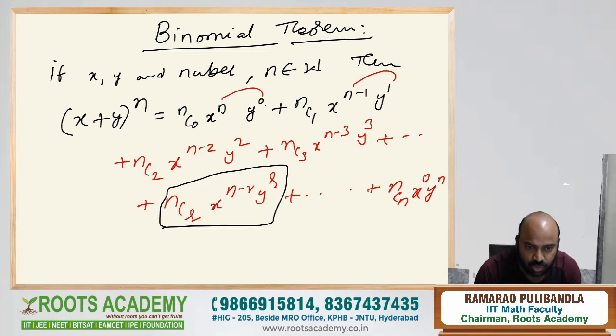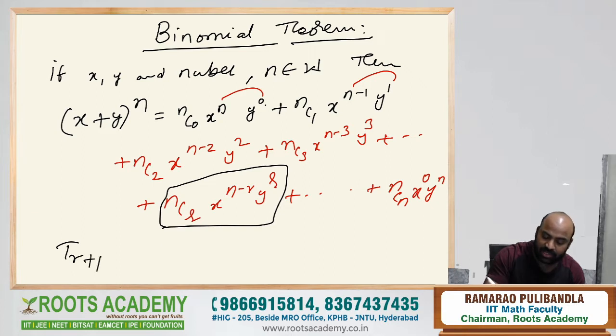If x and y are any two numbers or variables, and n belongs to the natural numbers or whole numbers, then (x plus y) to the power n is defined as nC0 x^n minus 0 into y^0, plus nC1 x^(n minus 1) into y^1, plus nC2 x^(n minus 2) into y^2, and so on. The general term is the most important term, that is nCr into x^(n minus r) into y^r, and so on, up to nCn into x^0 into y^n. This nCr term is called the (r plus 1)th term, the general term.